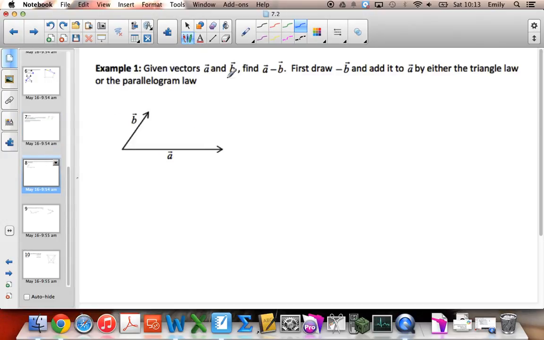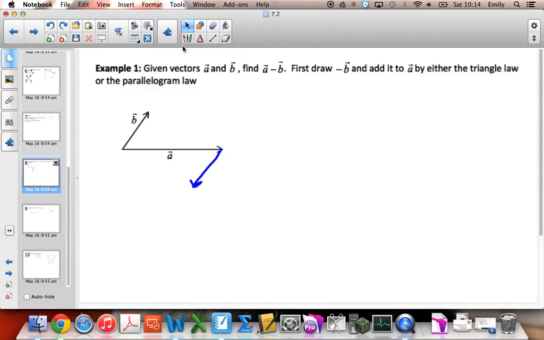So here's vectors a and b. I want to find a minus b. Well, here's a, so at the end of a, I'm going to draw negative b. Negative b is going to have the exact same length as b. In fact, it's going to look very similar to b, except the head is going to point on the opposite side. And it looks like mine needed to tilt just a little bit. So let's do that. That seems better.